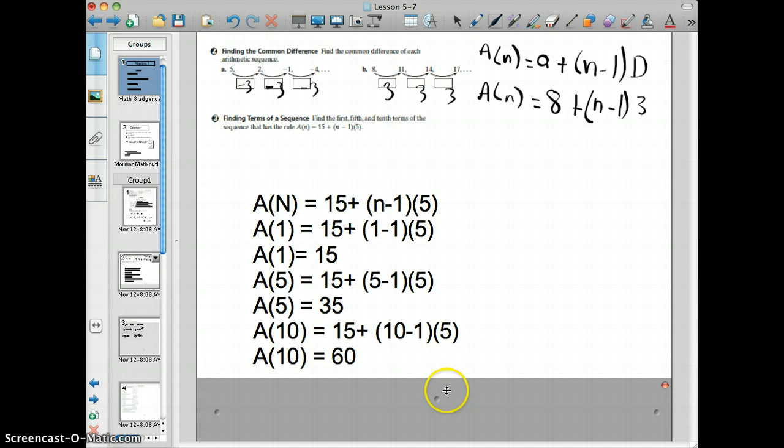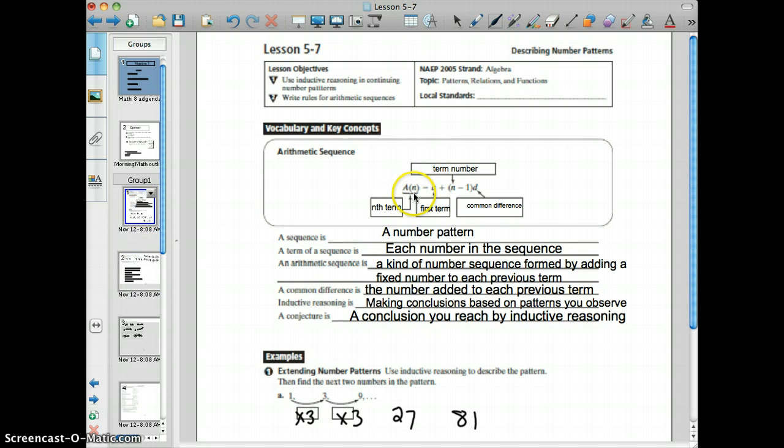Great job. That's it for arithmetic sequence. Again, you just want to memorize the formula. We'll go back to the main page here, which is a of n is equal to the first term, which is a, plus the product of the term number, which is n minus 1, multiplied by the common difference. This is arithmetic sequence. Great job.